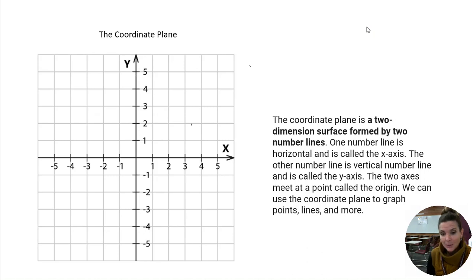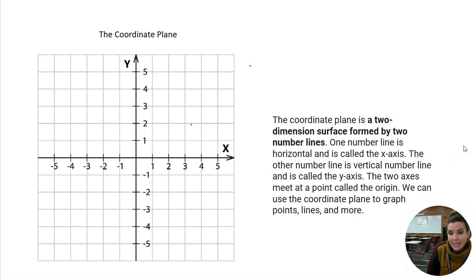Today's lesson is going to be a short little review lesson about the coordinate plane, and then you guys are going to be graphing a mystery picture. Okay, you're going to be graphing a Christmas picture, and I'm not actually going to tell you what it is. It's a surprise. So, when we talk about the coordinate plane, it is a two-dimensional surface formed by two number lines.